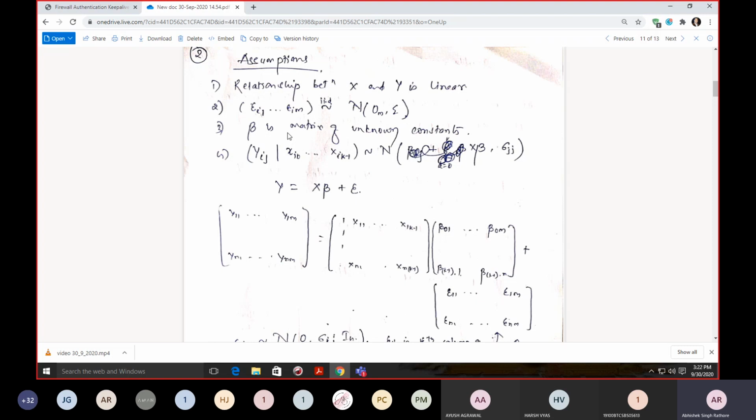So if these are supposed to be random, we can say that these are independent of each other, and each is distributed identically. It means that if epsilon i1 follows the normal distribution, then epsilon i2, or all epsilon, follow the same identical distribution. So we said that these are independently and identically distributed. This follows a normal distribution with mean 0_m and covariance matrix sigma.